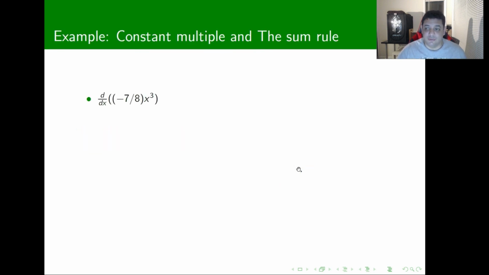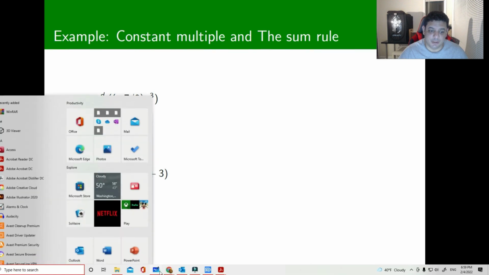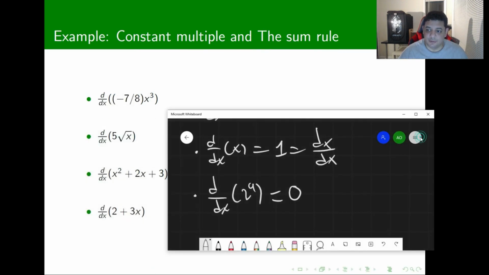And then thanks to that, we can apply these rules to different functions and do more complex derivatives. So let's take a look at the derivative of minus 7 over 8 x cubed, 5 times the square root of x, x squared plus 2x plus 3, and 2 plus 3x. Okay? So let's do that here on the board.